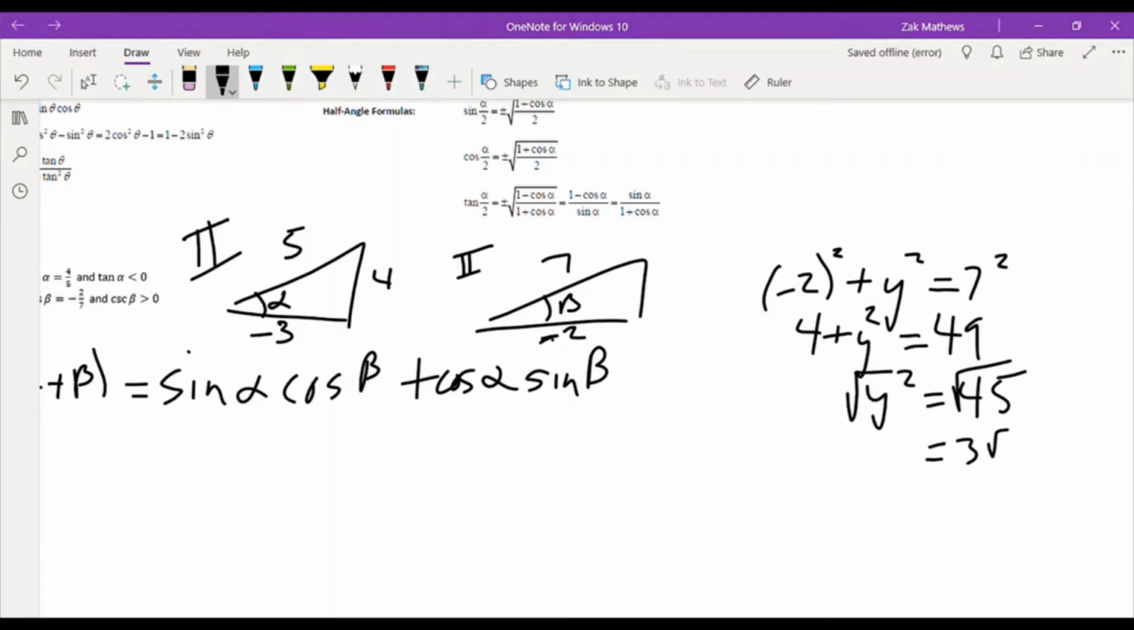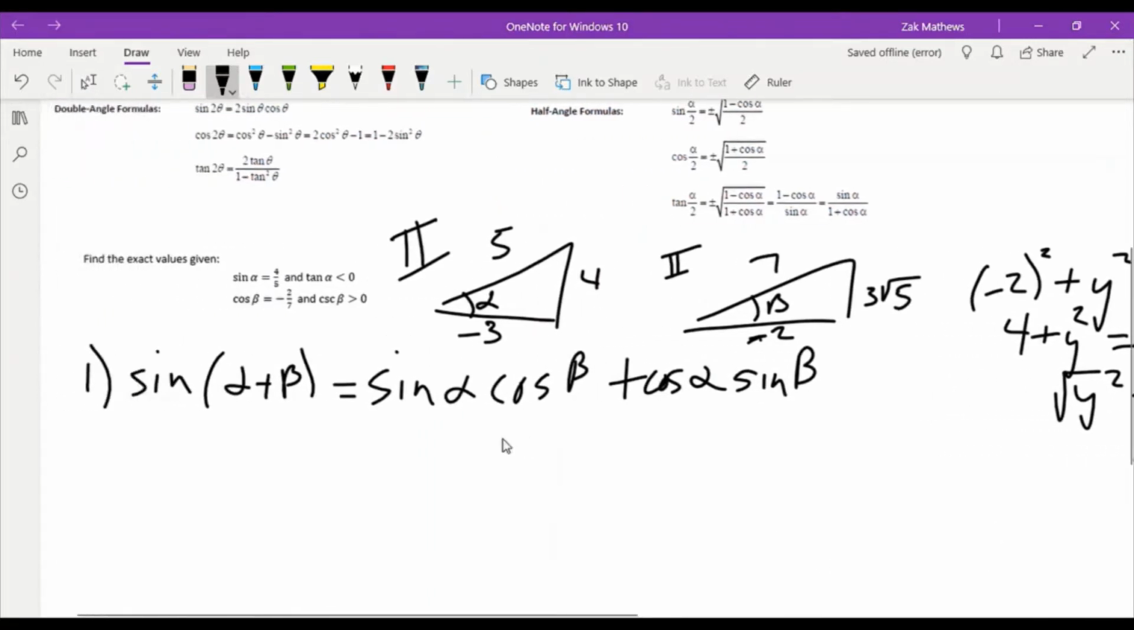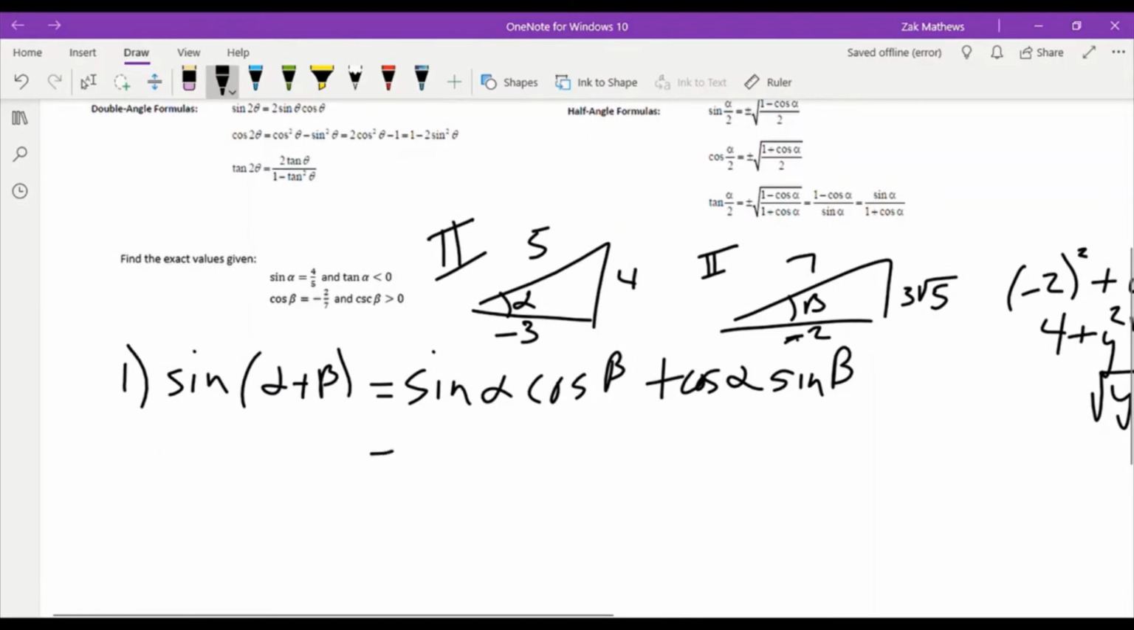And so now I know all the pieces of my triangle, so I can figure out sine, cosine, tangent, cosecant, secant, or cotangent, whatever I need. In this case, we just need the sines and the cosines. So sine of alpha, this was the given. This was the 4/5. The cosine of beta, this was also given. We had both of those two things right at the start. That's a -2/7. The second set of terms is the one I had to find. Cosine of alpha would be the -3 over 5.